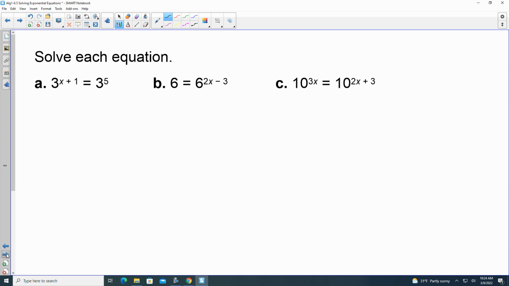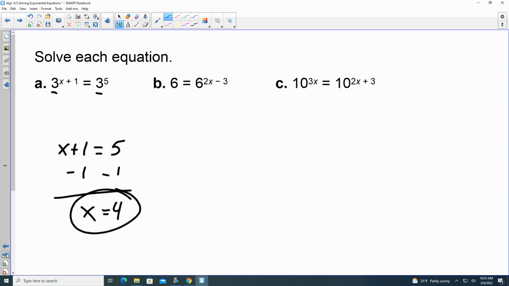So what we have here is 3 different examples, but they all have the same base on each side. For example A, both of them have a base of 3. Since they both have a base of 3, now I can just turn to the exponents. The exponents are just going to be x plus 1 is equal to 5. Subtracting 1 from both sides, x is going to be 4. So 4 is my value for x.